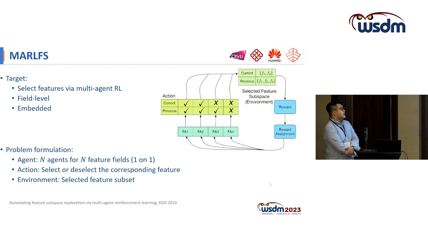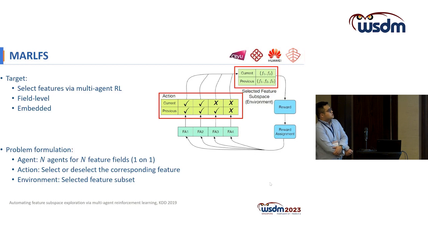I will next introduce MARFS as well. This work selects the features with a deep Q net. In this work, the authors assign an agent to each feature field. That's to say, every feature field would have an agent, and the action of this agent is to select or deselect the corresponding feature, where the environment consists of the selected feature subset. Here is an example. There are four agents for the four features, and the environment consists of the selected features.